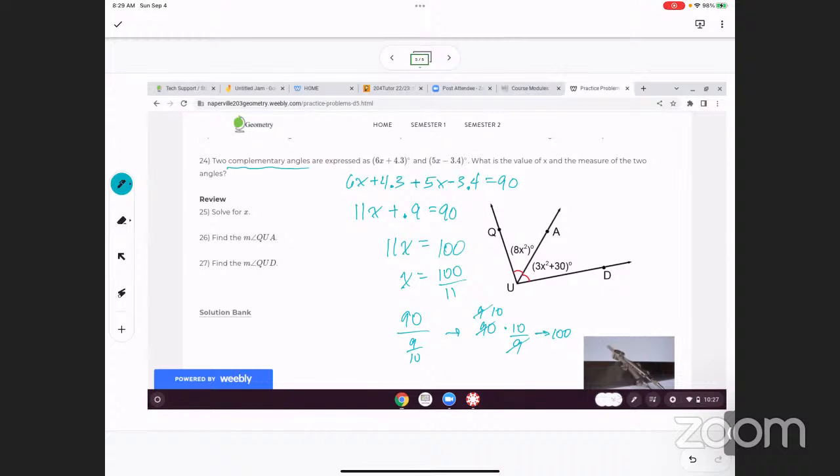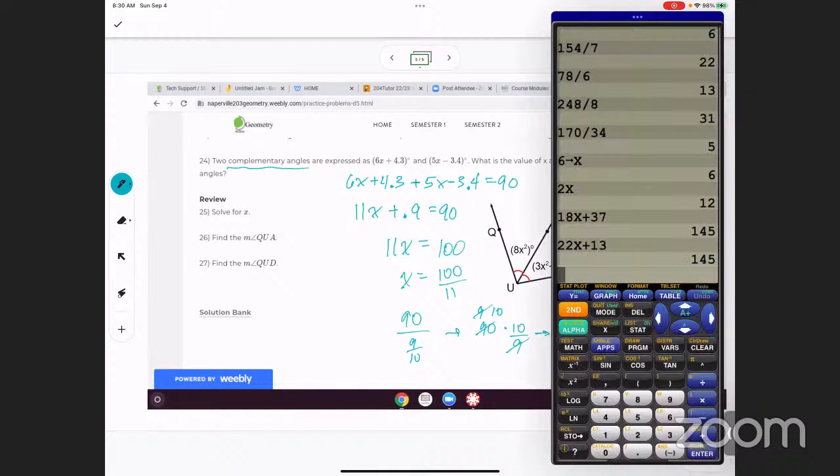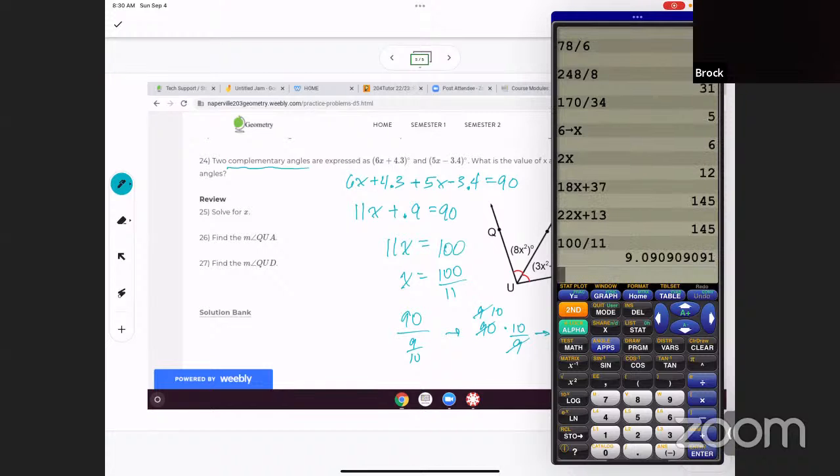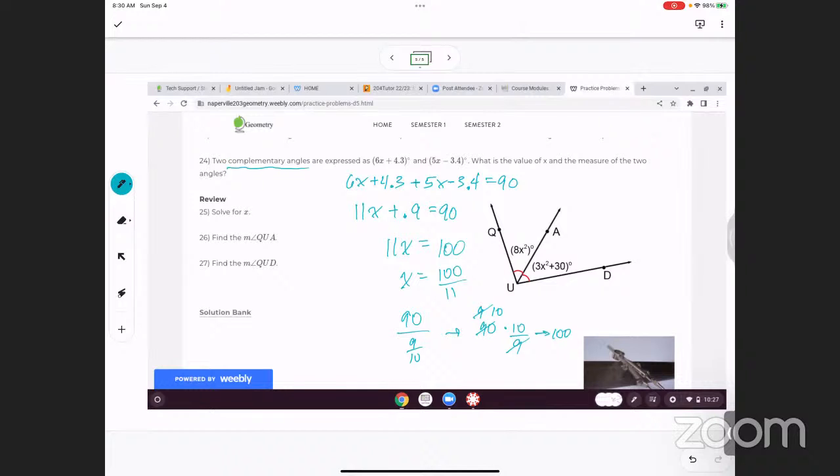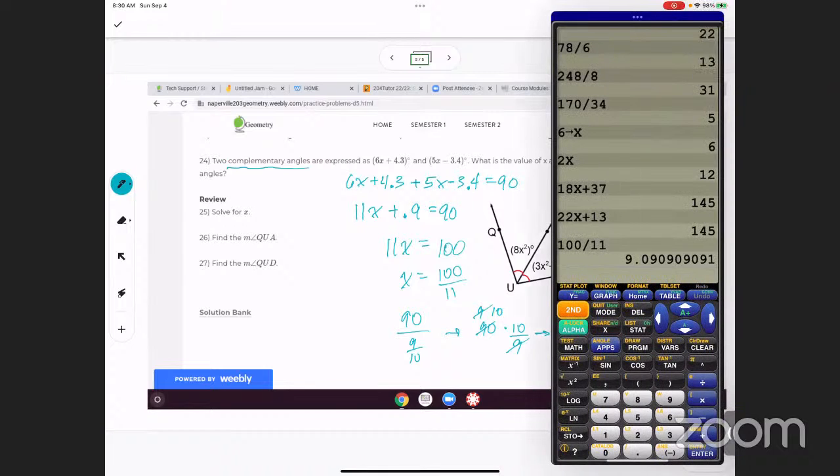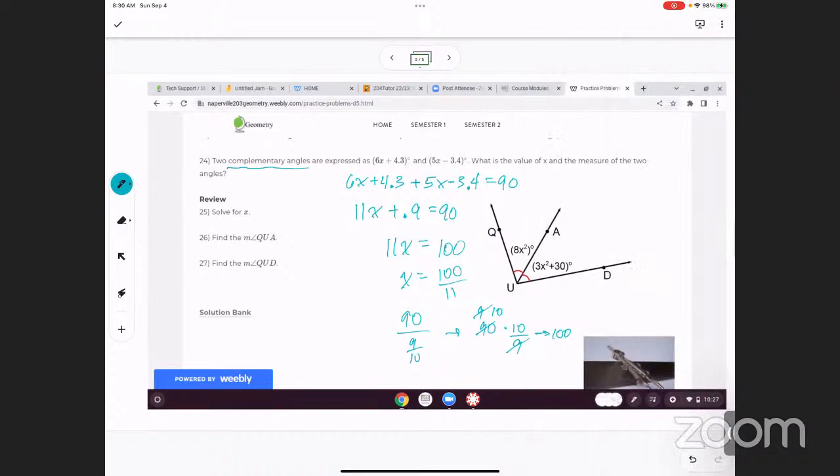You can just leave it like 100 over 11, or you can punch it into your calculator. But if you do that, you might get a decimal approximation, 9.09 repeating, actually. It's 100 divided by 11, so 9.09. Yep.